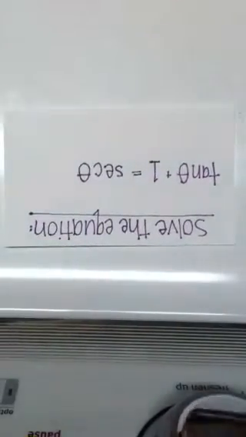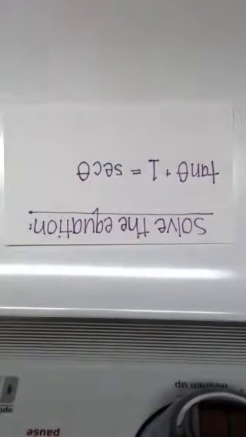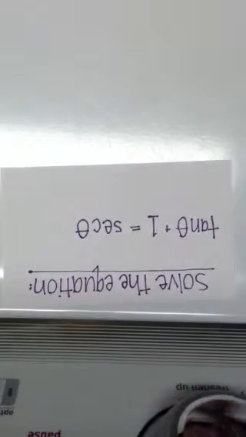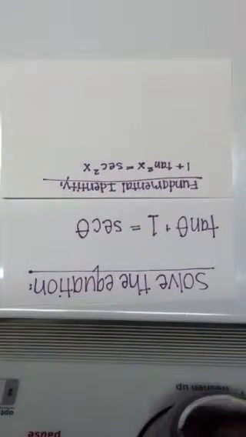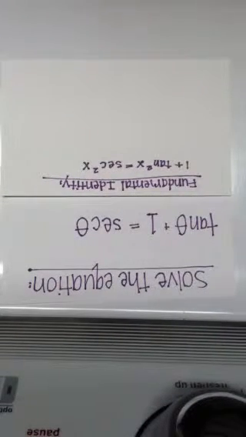I'm going to be solving from Chapter 7, Section 5, number 15. So this asks us to solve the equation tangent of theta plus 1 is equal to the secant of theta. Now this looks an awful lot like our fundamental identity that we can find on the back of a book, which says that 1 plus tangent squared of x is equal to secant squared of x.